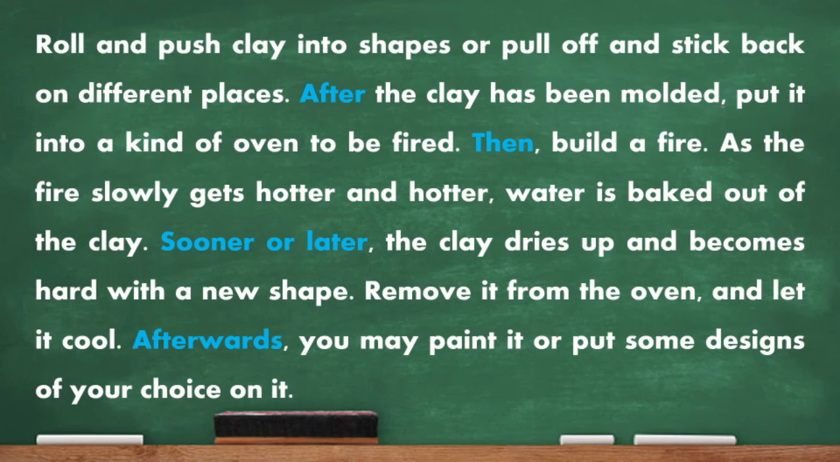After the clay has been molded, put it into a kind of oven to be fired. Then, build a fire. As the fire slowly gets hotter and hotter, water is baked out of the clay. Sooner or later, the clay dries up and becomes hard with a new shape. Remove it from the oven and let it cool. Afterwards, you may paint it or put some designs of your choice on it. Okay, this is an example of a time order type of text.